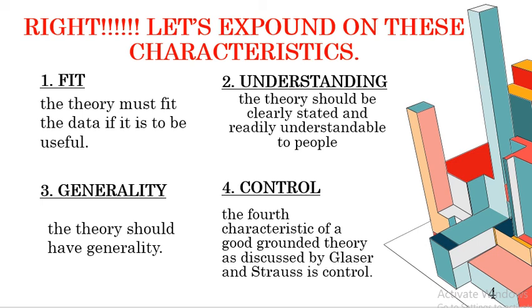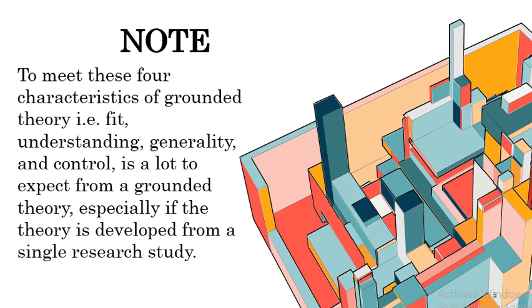Please note that meeting these four characteristics of grounded theory, that is fit, understanding, generality, and control, is a lot to ask from a theory, especially if the theory is developed from a single research study. This is why grounded theory is a never-ending, continuous process. However, if it is a single research study, the researchers should try to collect as much data as possible before making any concrete conclusions.